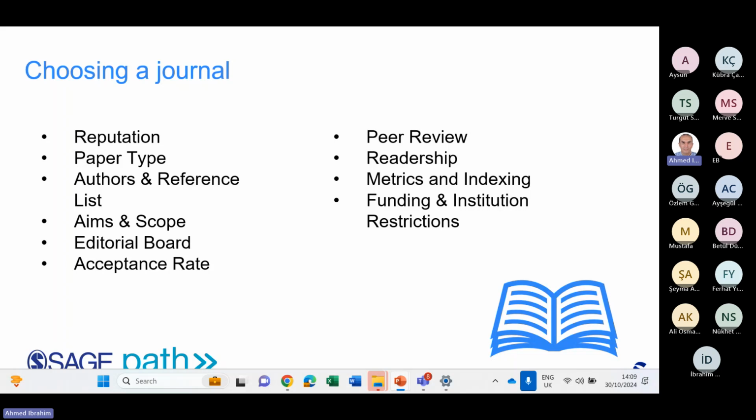The readership is also one of the important points, and we discussed it in the first slide. All researchers want to publish in Nature or Science journals.